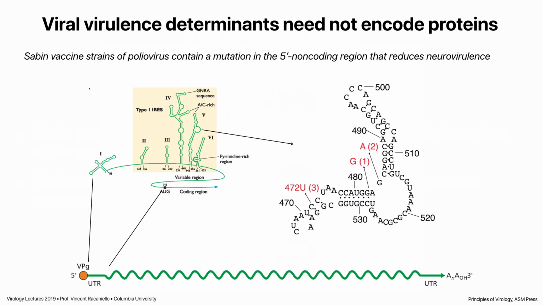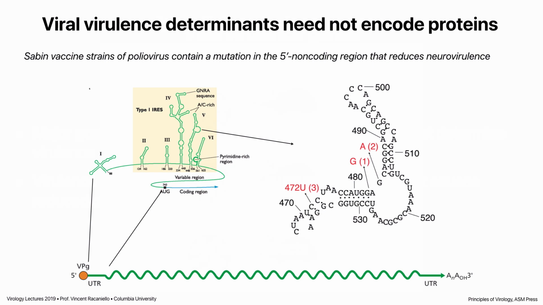And when you give them to people, they are less virulent as well, and they don't cause paralysis. They all have mutations in this 5' non-coding region. So remember, the genome starts translation at about base 740. So this is a non-coding region. It doesn't code for any protein.